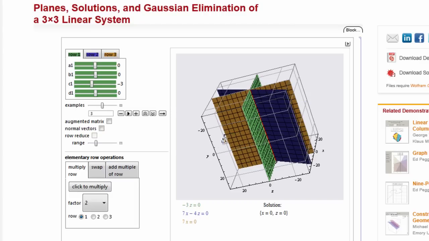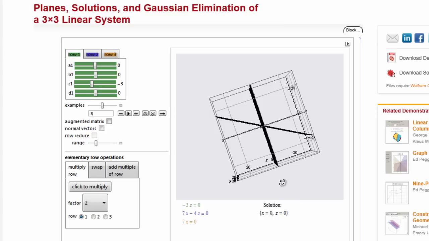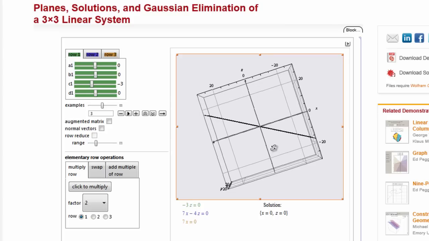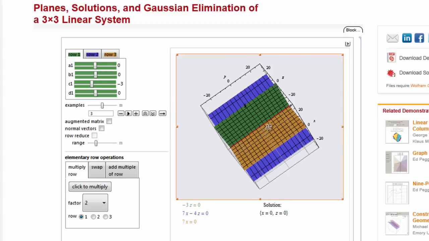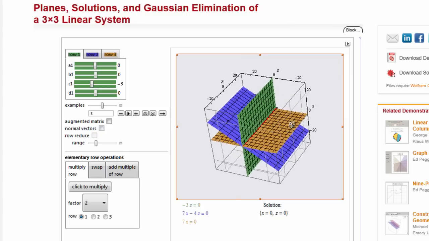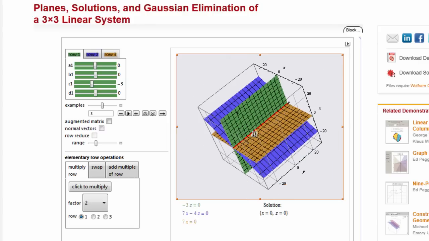But now if I move to a more advanced example, where I have negative 3z is equal to 0, that's our first equation, 7x minus 4z is equal to 0, and then 7x equals 0, you can see that I have three sheets of paper, but they all cross on the same plane here. Very hard to see, but that red line there is where all their solutions meet up, or where all the planes meet up. So there's an infinite number of solutions. They all exist on this line.